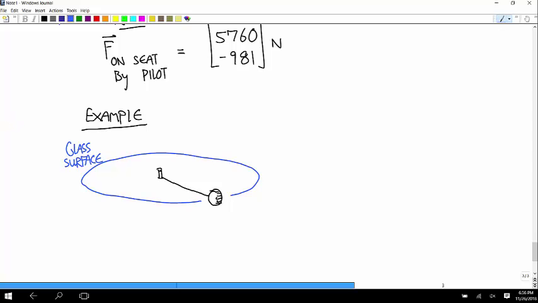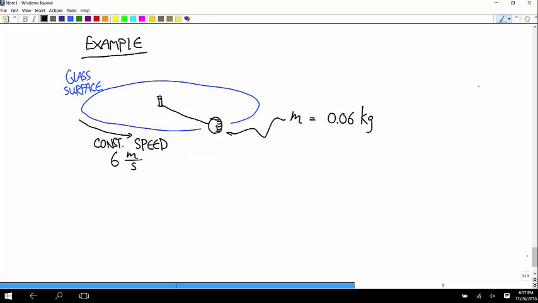We're going to ignore any friction. So we'll say that it's going this way with a constant speed of 6 meters per second. And let's say that the ball has a mass of 0.06 kilograms. And we want to calculate the tension in the string.